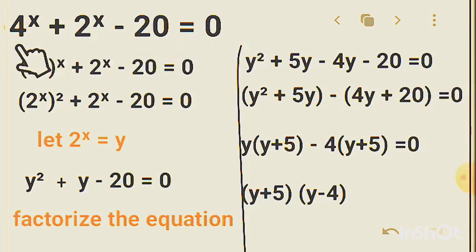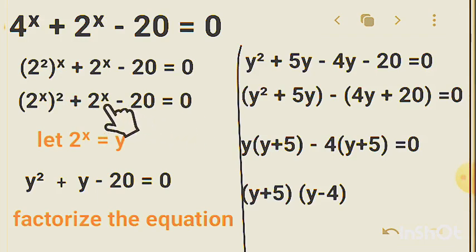Now 4 is the same thing as 2 squared, and it is raised to the power x, plus 2 raised to the power x minus 20 is 0. We just interchange the powers, taking 2 outside and bringing x inside, so that we can have the same figures here and here. Now we have (2 raised to the power x) all squared plus 2 raised to the power x minus 20 is equal to 0.